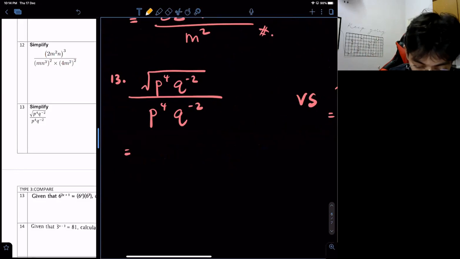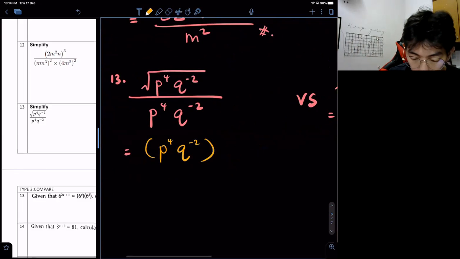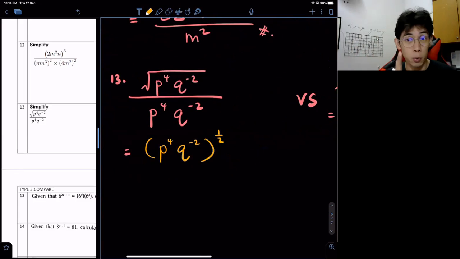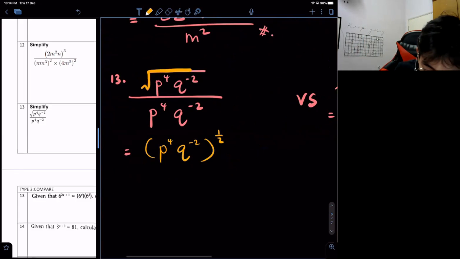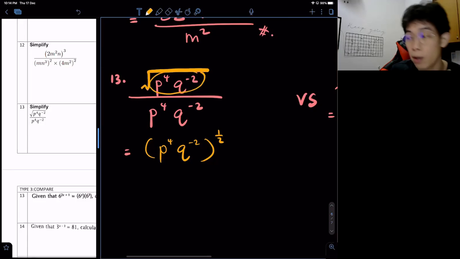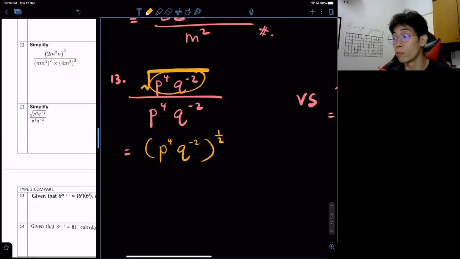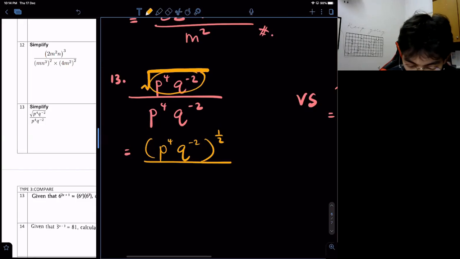Okay, so bracket p power 4, q power negative 2, all power 1 over 2. This one, okay or not? Can you see the whole square root? The whole square root is covering this whole thing. It's actually power 1 over 2. Oh, got it. Okay, so over p power 4, q power negative 2.